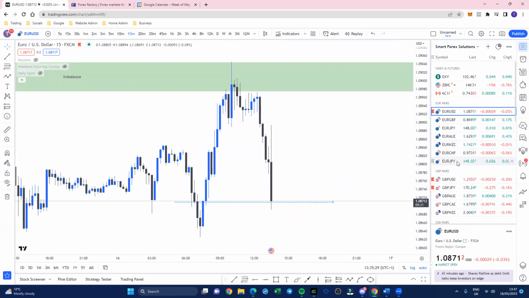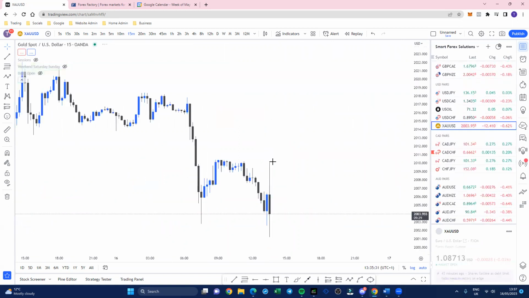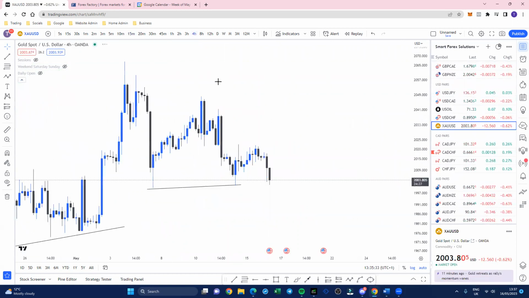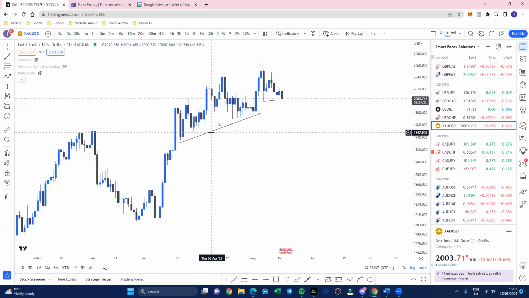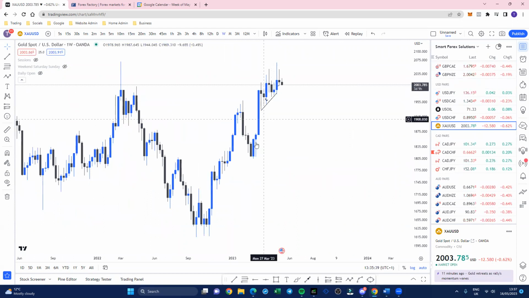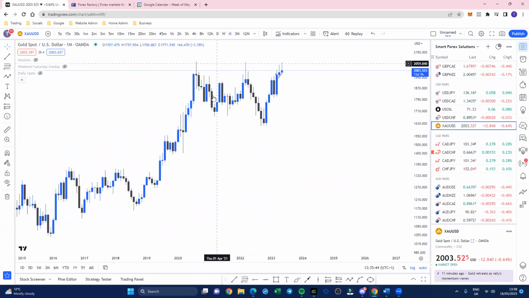Steve, gold, please. Of course. Gold, I mentioned yesterday, I don't really like gold at the moment, and that is just because we're building up so much liquidity. Overall, gold is bullish. There's no two ways about it. On a higher time frame, on all the time frames, we're bullish.